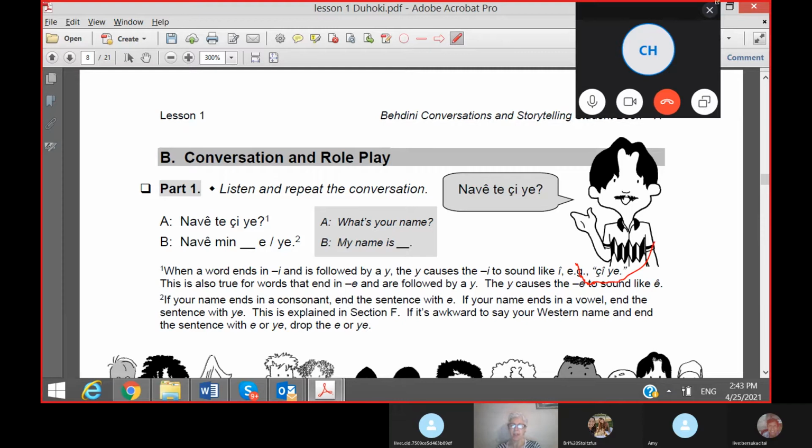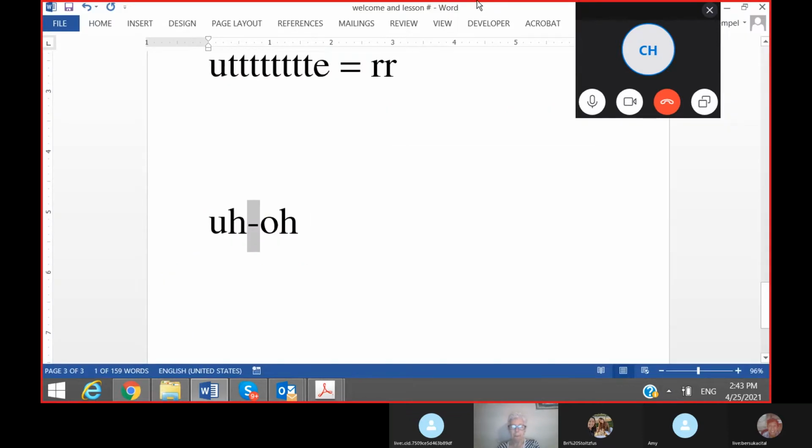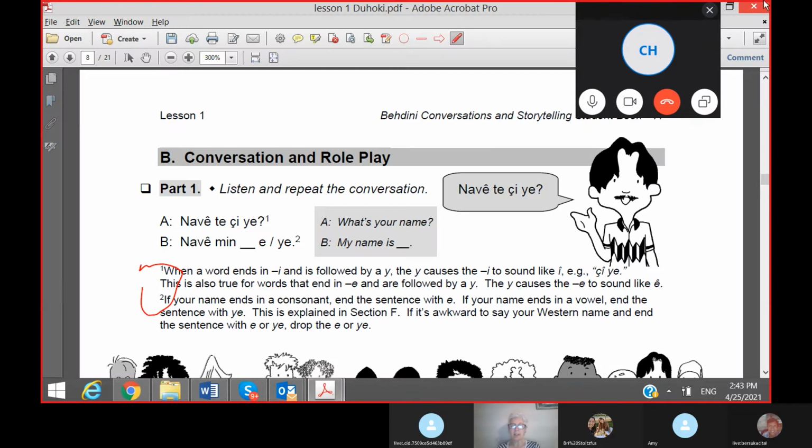This is also true for words that end in an E and are followed by a Y. The Y causes the E to have the long E sound, A in this case. It's just a thing that happens in language. But when you write the word what, you're going to write chi with an I with a dot, not with a hat. And then number 2, if your name ends in a consonant, like my Kurdish name is Shireen, my name ends in a consonant, then I'm going to end the sentence with a.